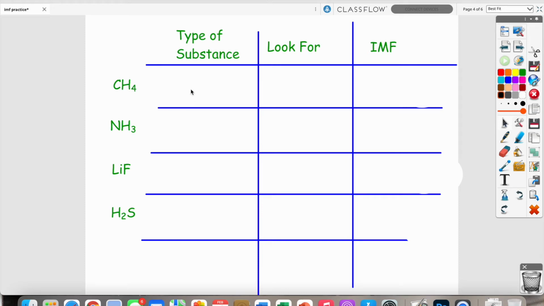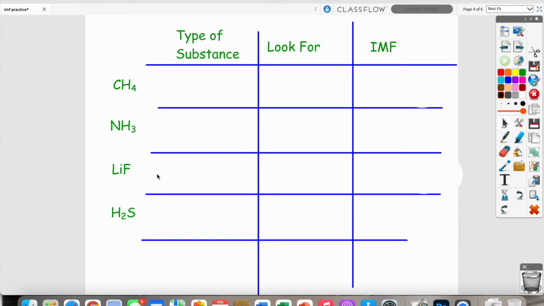Friday's class began by giving you four substances and asking you to pick out what type of substance it was and what the IMF was. And as you looked at that, we were trying to also figure out how you made your decision. If you look at these four, I guess the quickest thing to see is that there's only one with a metal in it.